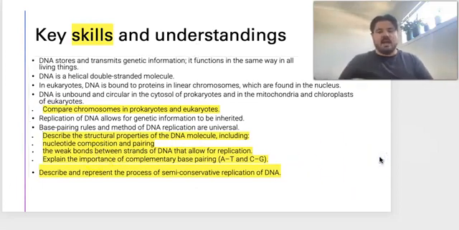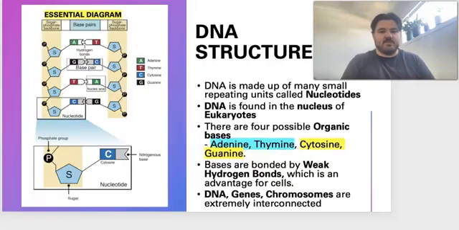You can see how that's a key skill versus understandings, which is things like DNA stores and transmits genetic information. It functions in the same way in all living things. That sentence doesn't necessarily describe something you have to do, whereas the yellow sentences are describing things where you will actually have to be able to do something with that knowledge. So they'll always be highlighted in yellow. Okay, so I'll give you a second to read that and we'll just get straight into it.